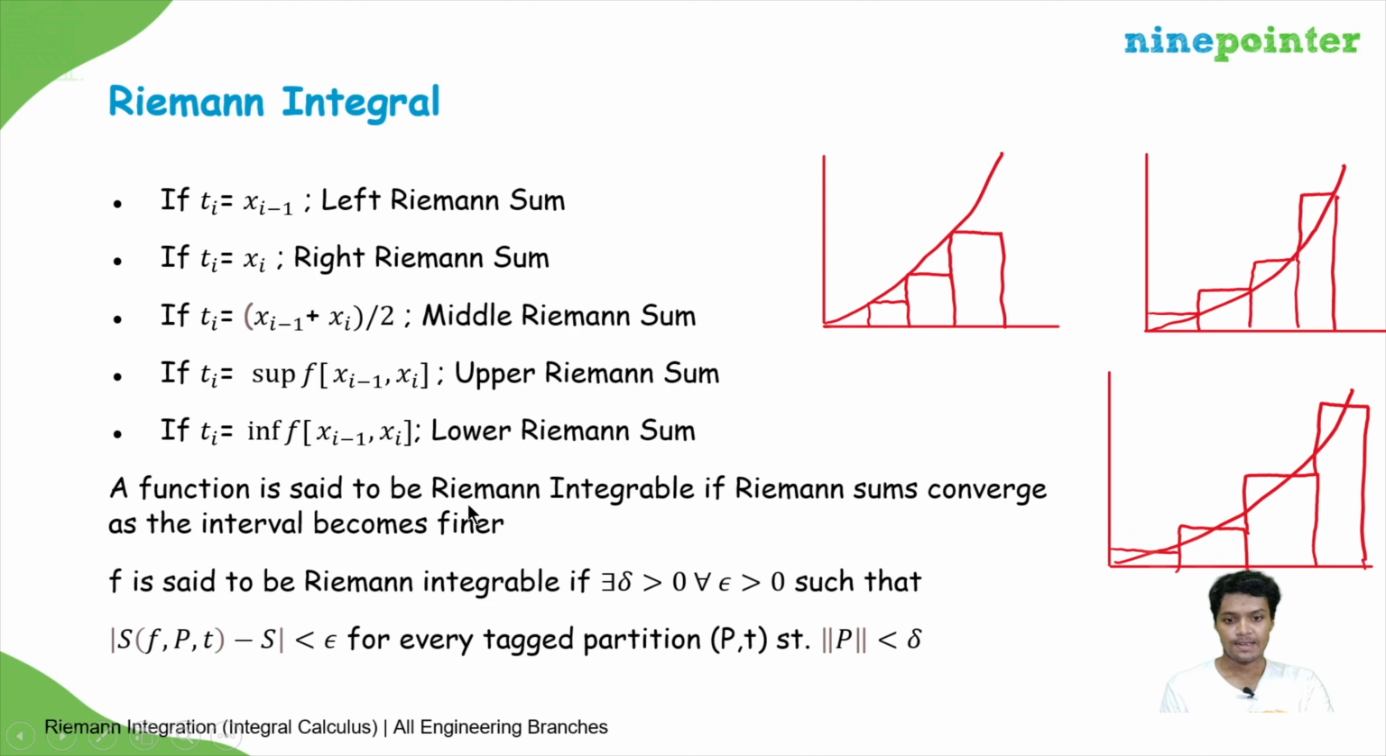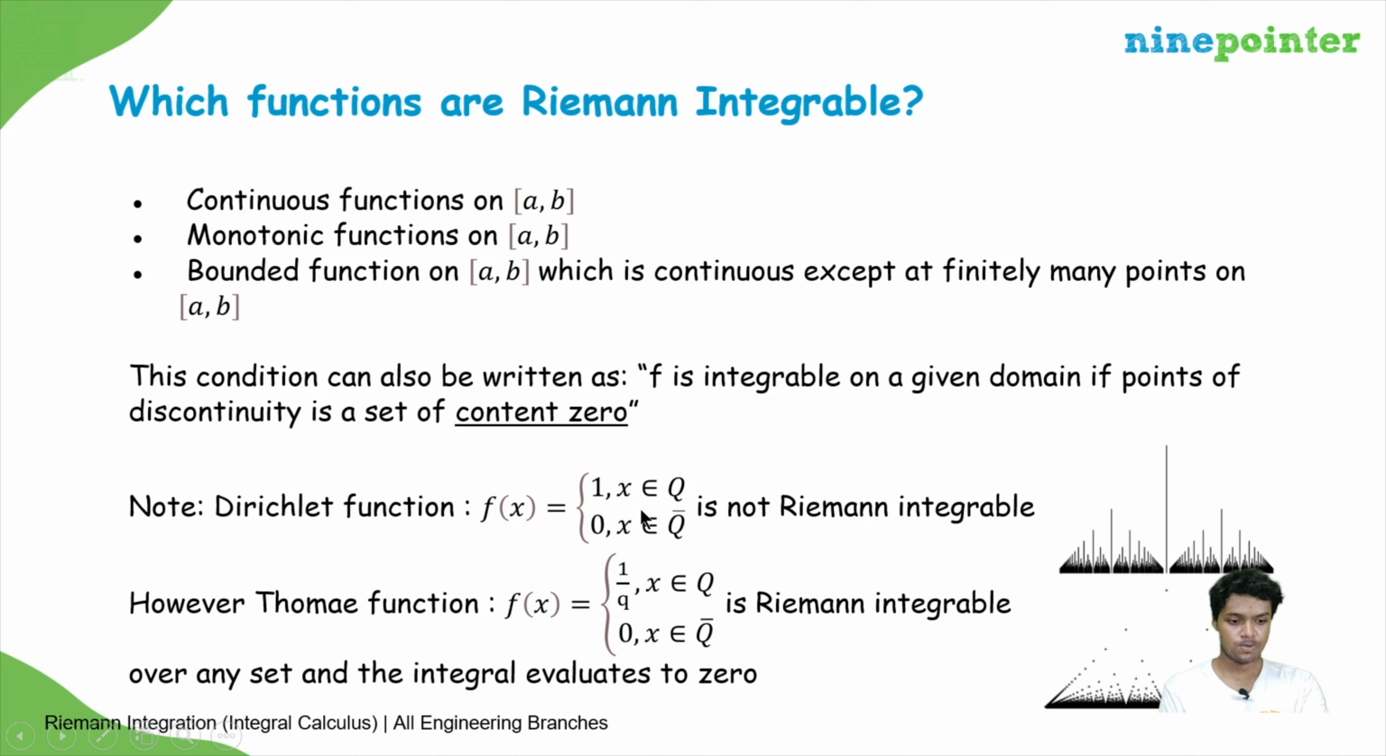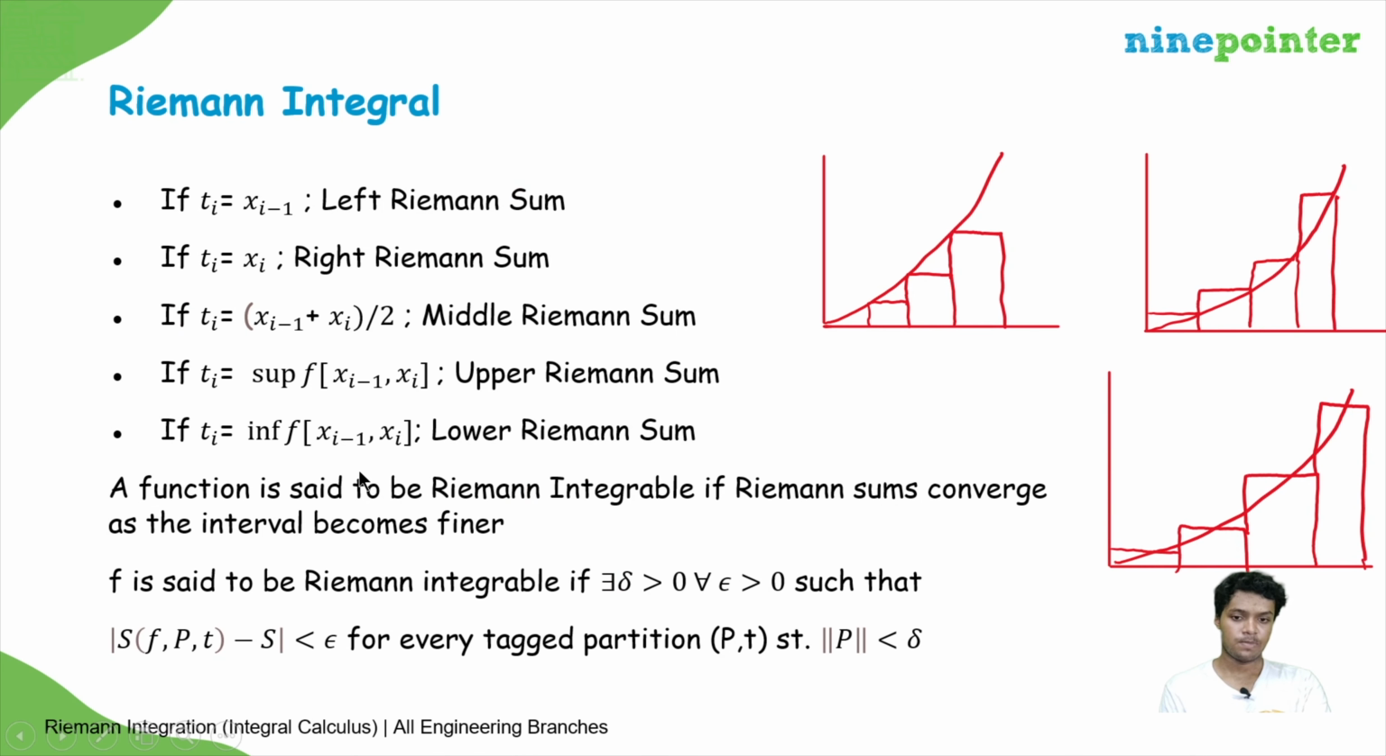So the criterion for a function to be Riemann integrable is as follows. All Riemann sums should converge as the partition becomes finer. That is, the difference between x(i+1) and xi should become smaller. So this is the formal definition for integrability of a function.